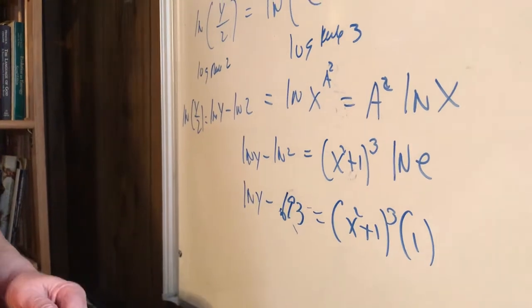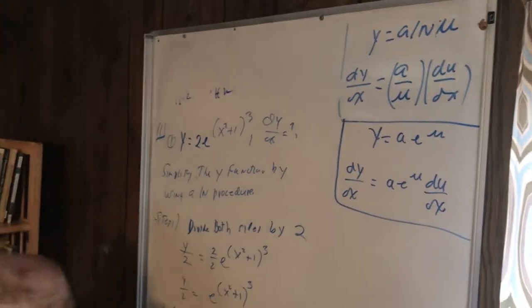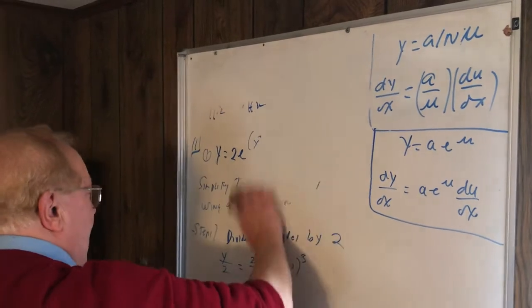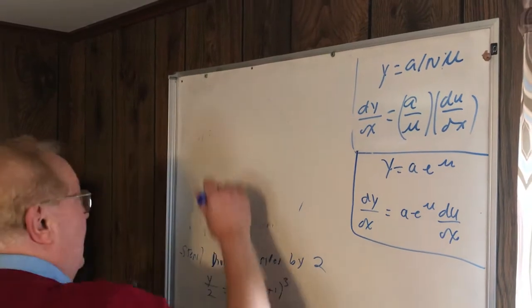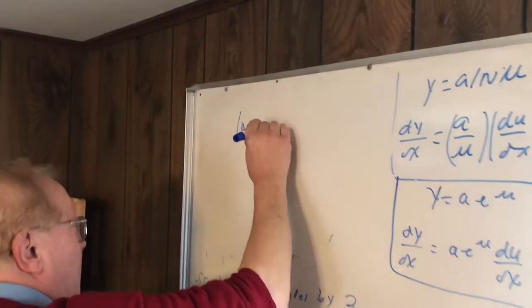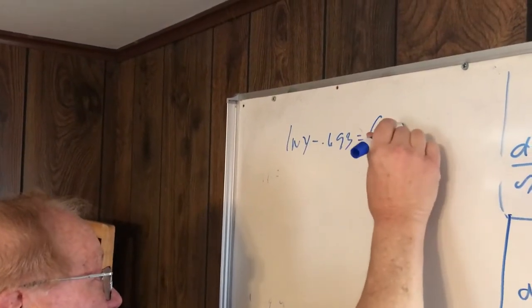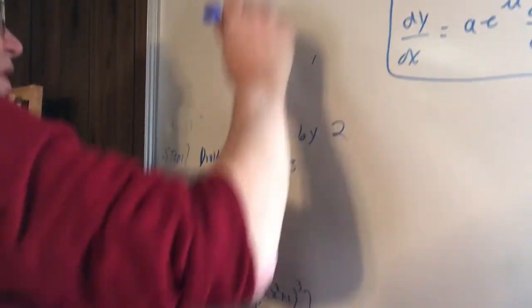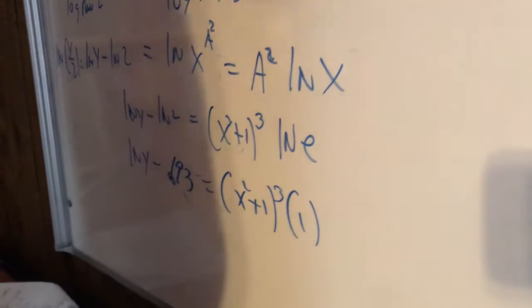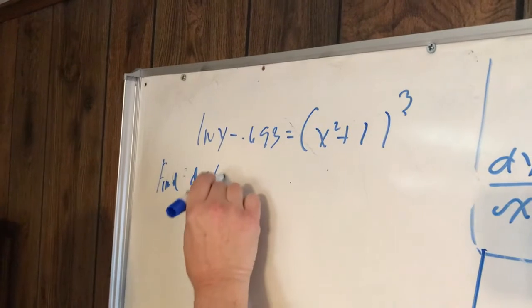So what do I have here? I'm going to write this back on top because getting to the bottom of the board tends to shake it up a little bit. What we have now is the natural log of y minus 0.693 equals x squared plus 1 to the third. I want to find the derivative of y with respect to x.